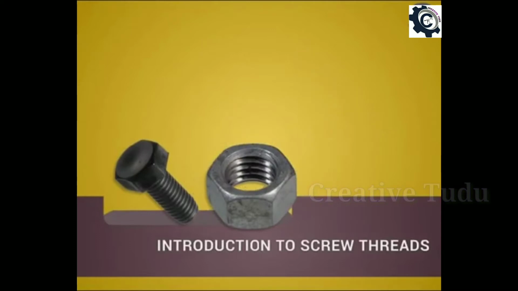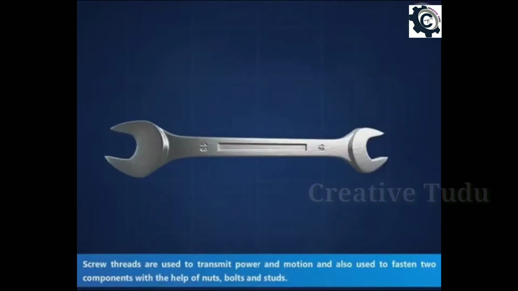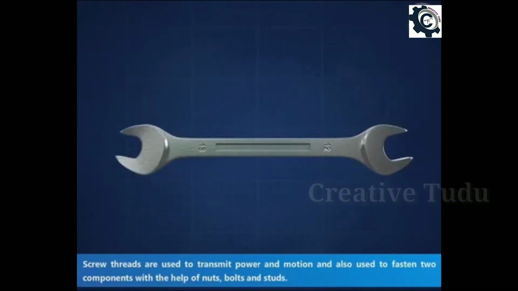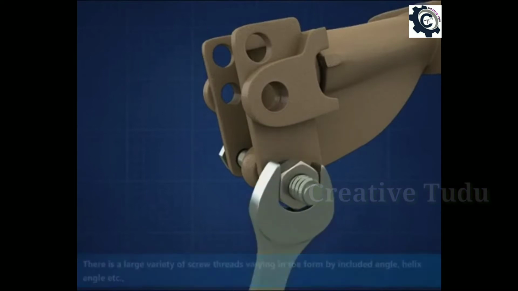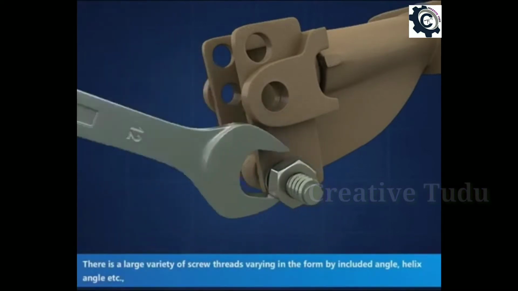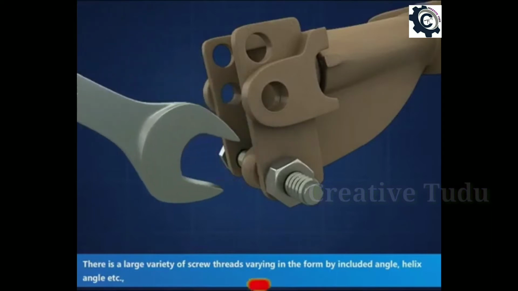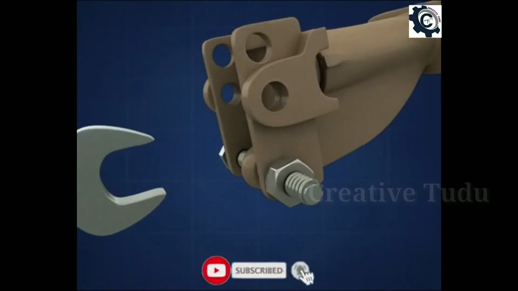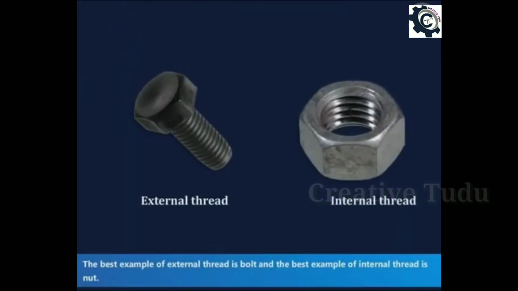Introduction to screw threads. In this video, we are going to see about introduction to screw threads. Screw threads are used to transmit power and motion and also used to fasten two components with the help of nuts, bolts and studs. There is a large variety of screw threads varying in the form by included angle, helix angle, etc. The screw threads are mainly classified into external thread and internal thread. The best example of external thread is bolt and the best example of internal thread is nut.